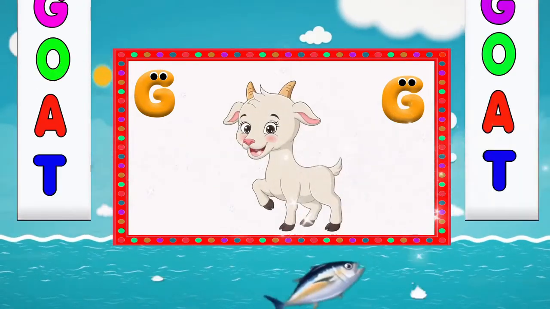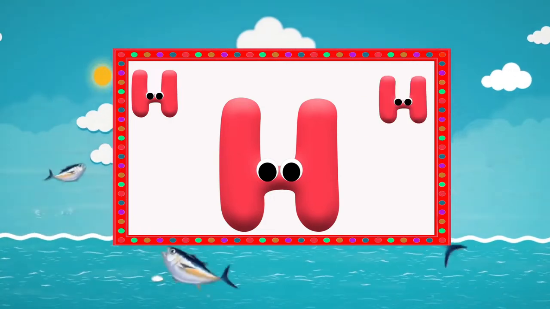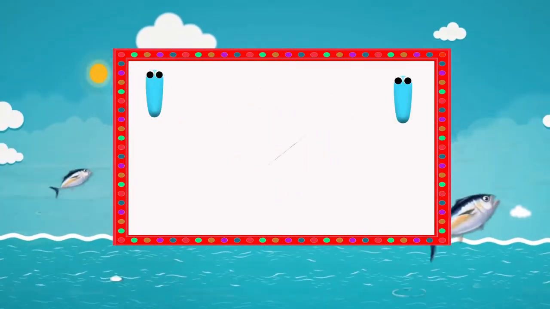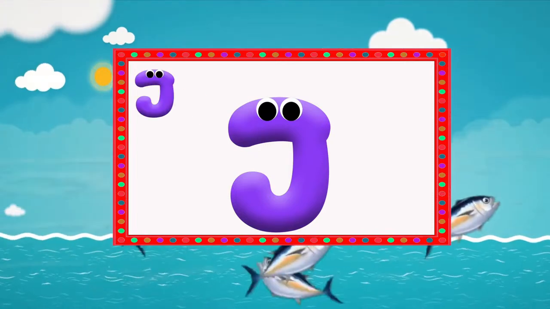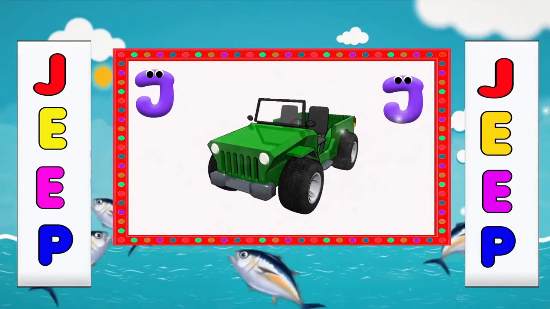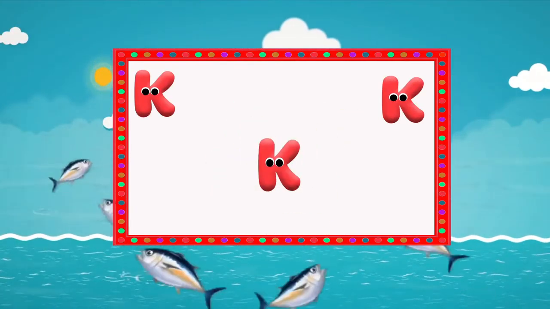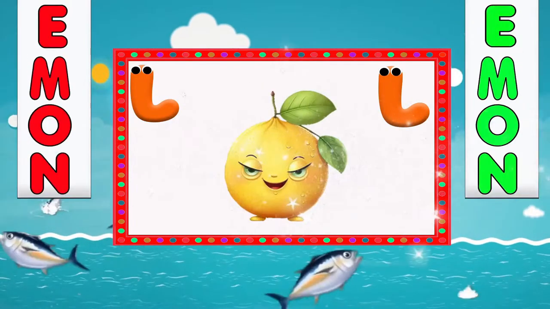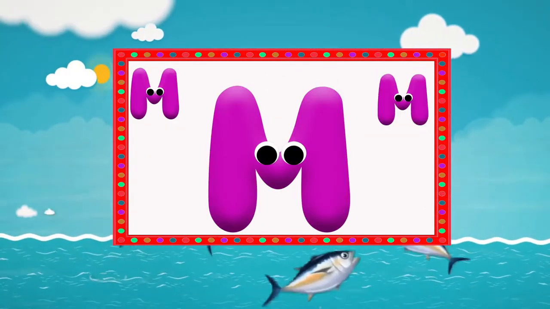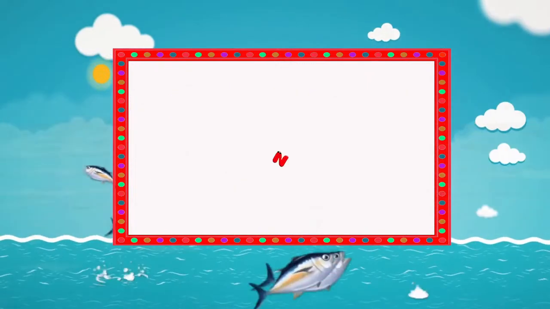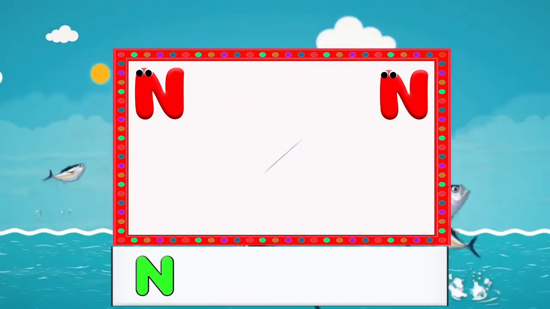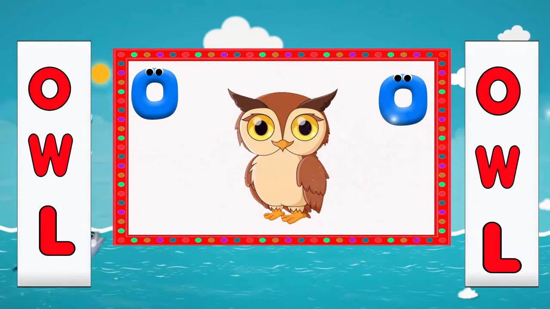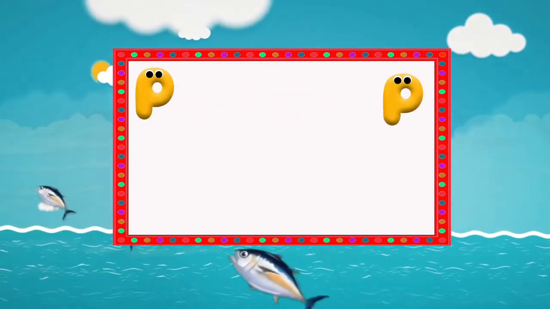H for jeep. K for key. L for lemon. M for mouse. N for notebook. O for owl. B for panda.